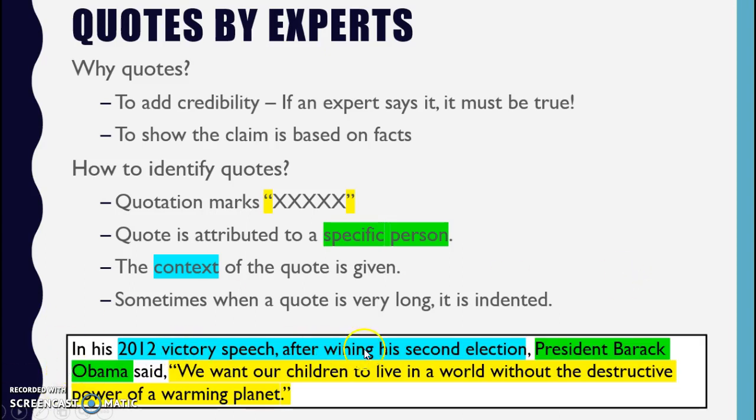So if we look, we can see the blue shows us the context, the green shows us the person who said it, and the yellow is our quote. In his 2012 victory speech after winning his second election, we have the context. We know where he said this. President Barack Obama said, and here we have the quote. We have our quotation marks, and here we know where it began and we know where it ends.